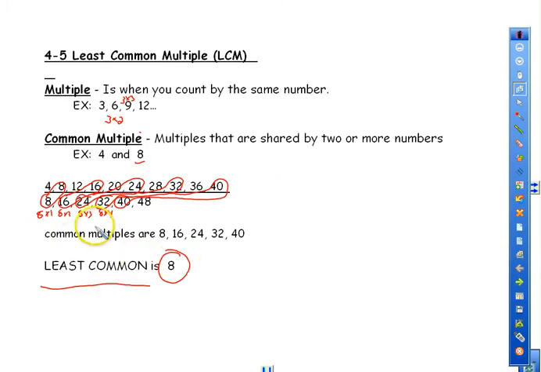Okay, same thing back here with the common multiples. You can see the common multiples are multiples of the least common multiple, which is 8.